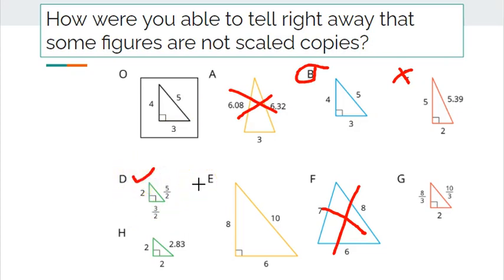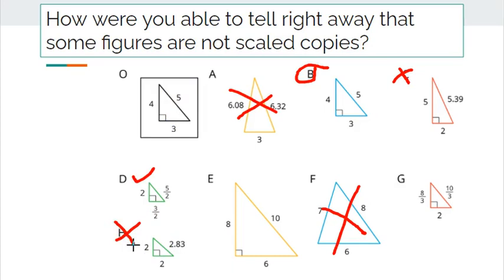Okay, on a roll here. Let's see, what about H? 4 divided by 2 is 2. 3 divided by 2 is not 2. And 5 divided by 2 is not 2 and 83 hundredths. So that's not the same.